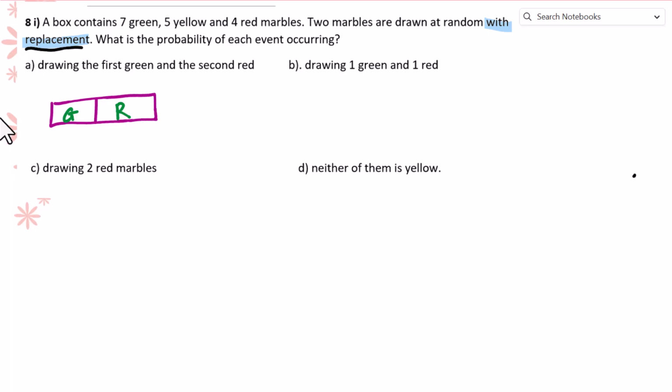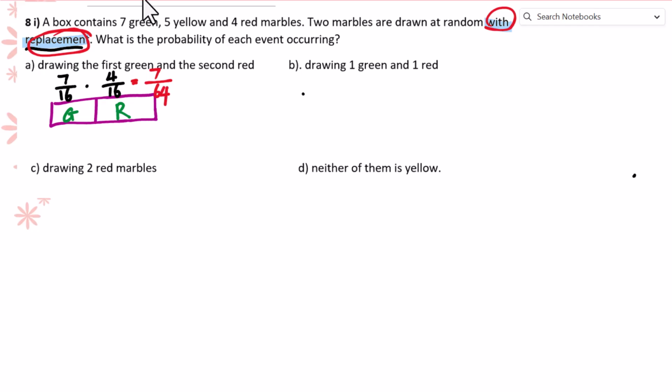The probability of getting green for the first marble is 7/16. The probability of getting red for the second marble is 4/16, because with replacement, the total number won't change. Answer is 7 over 64.